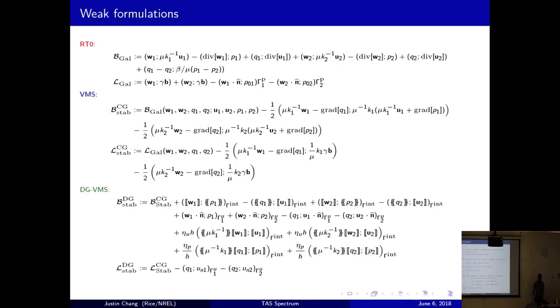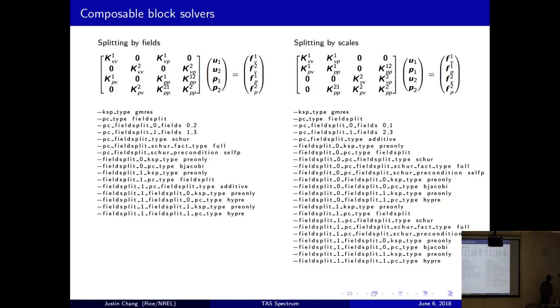They discretize these problems using the Firedrake library, and where I came in is I helped them compose some block solvers. There are really two ways to solve this problem. You can split by scale, so the first two blocks are the macro scale quantities and the last two blocks are the micro scale. Or you can split it by fields: you put the pressures in one block and the velocities in another block. These are just the PETSc solve options.